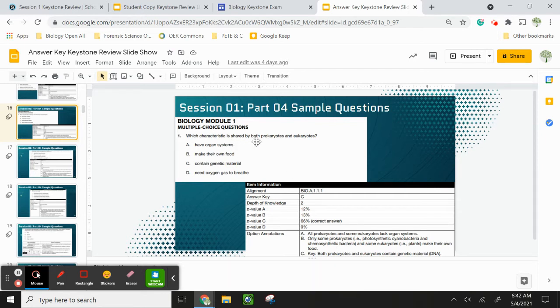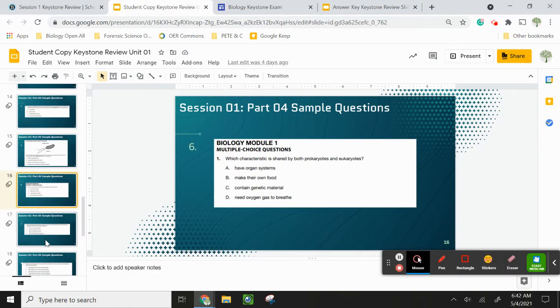Organ systems, you don't see organs in all living things, especially not prokaryotic living things. They're bacteria. Make their own food? We don't make our own food. We're heterotrophic, so anything that would be a heterotroph would not apply. Contain genetic material? Yes, all living things contain genetic material. And need oxygen to breathe? That's true for many of us, but some organisms live off of sulfur, methane gas, not oxygen. So they're anaerobic, so they hate oxygen. Next question.